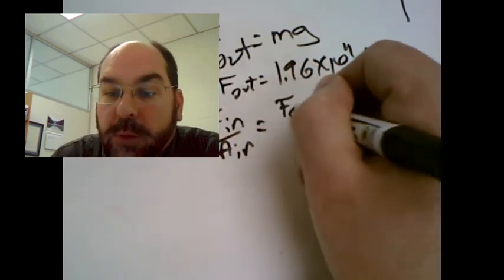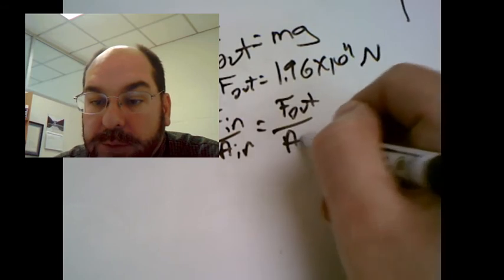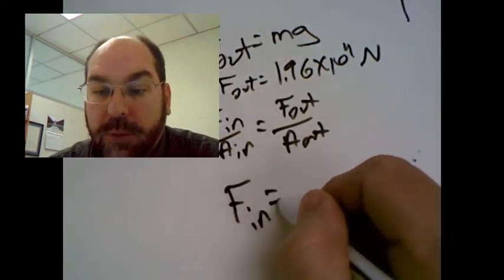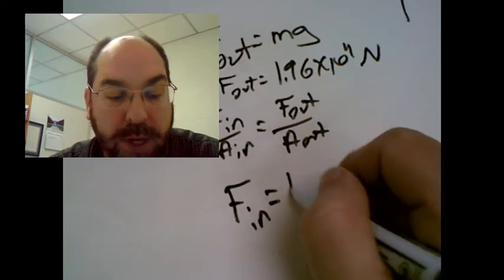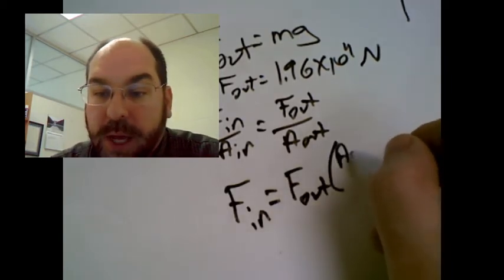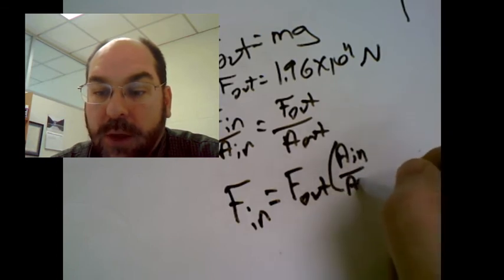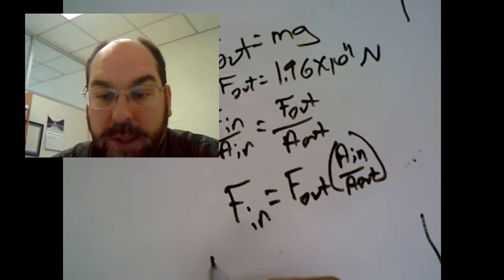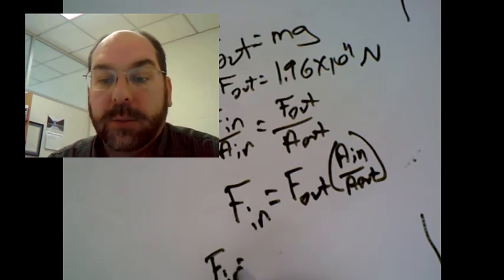Okay, so one more time. Force in over area in equals force out over area out. Now we solve for the input force. What force do we have to put in order to lift this up? It's force out times the product of area in divided by area out. We did all of that, so we can just plug in our numbers.